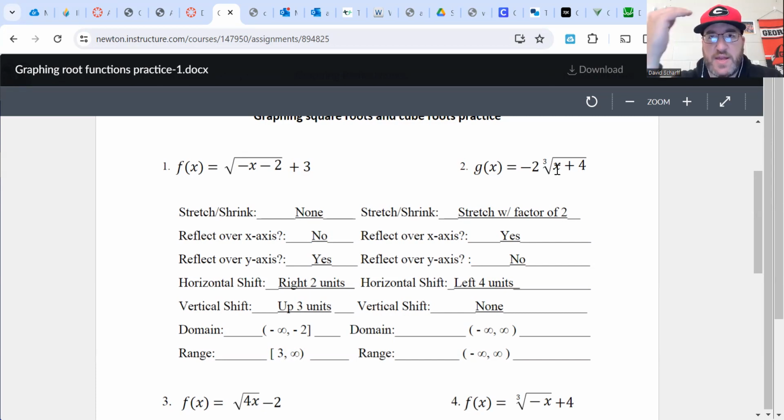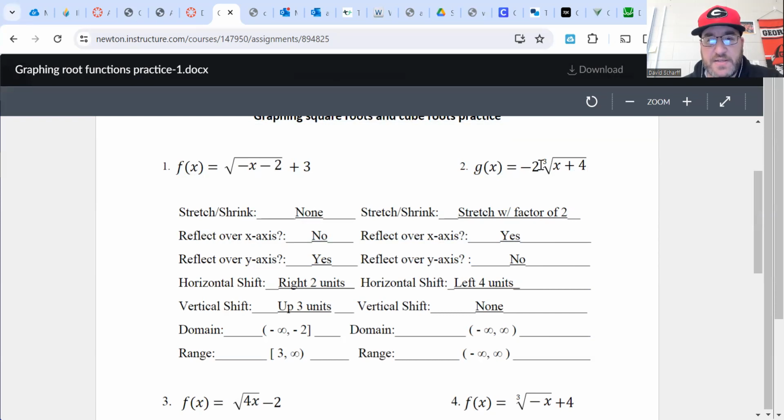So if we were going down the list, if you remember the list and you can pull it back up, we started with the horizontal shift, which is this +4. It's the opposite of what it's supposed to be, so it'd be left 4 units. Again, you need to go back and look at the chart. Or if you already have it in your paper, you can have it with you following along as I'm talking about this. There's no number after it, so there's no vertical shift, so we put none.